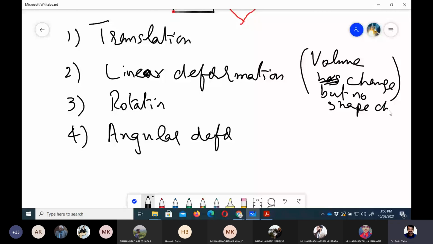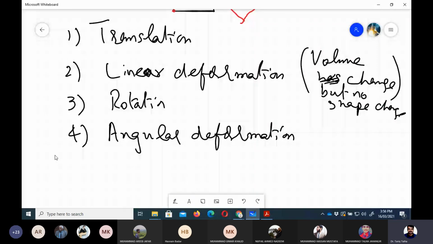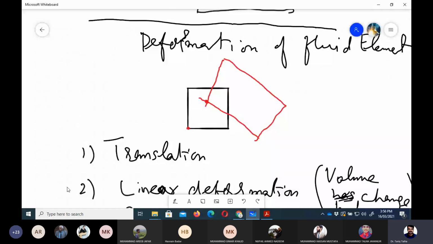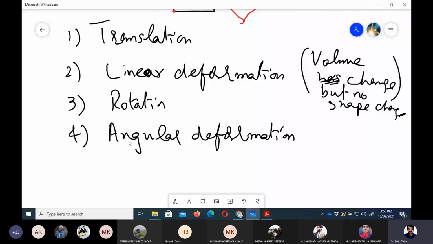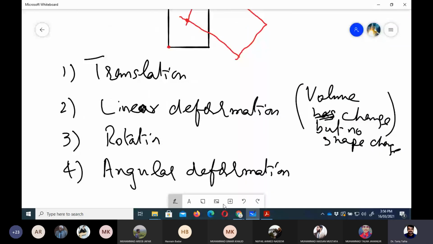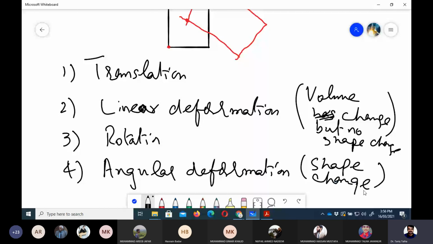Angular deformation, that is, from the original square shape, it has become some other shape, maybe some distorted element. So that is shape change. These are the four deformations which a fluid element experiences when it flows through a flow under the influence of forces.